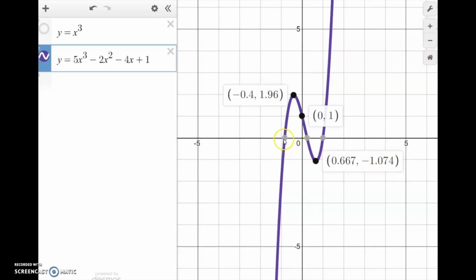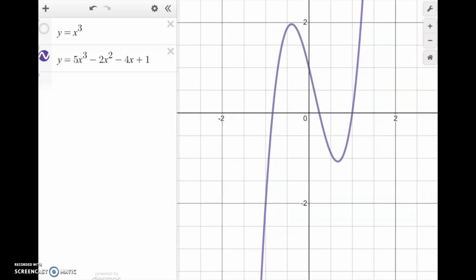Let's see, what else have we got going on here? Why does Desmos give us these 3 points? These are our 3 horizontal intercepts. So Desmos is so awesome, it'll find those for us.